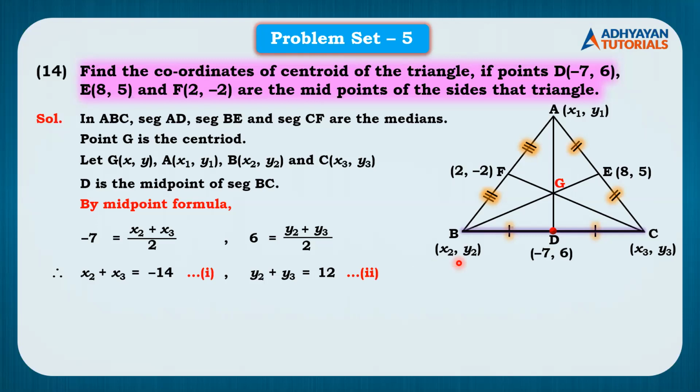Remember students, D is the midpoint of BC. So B is the first point, so its coordinates will be x1 y1. C is the other end point, its coordinates are x2 y2. And D is the midpoint, so its coordinates are x, y. I want to tell you to forget everything about this sum.